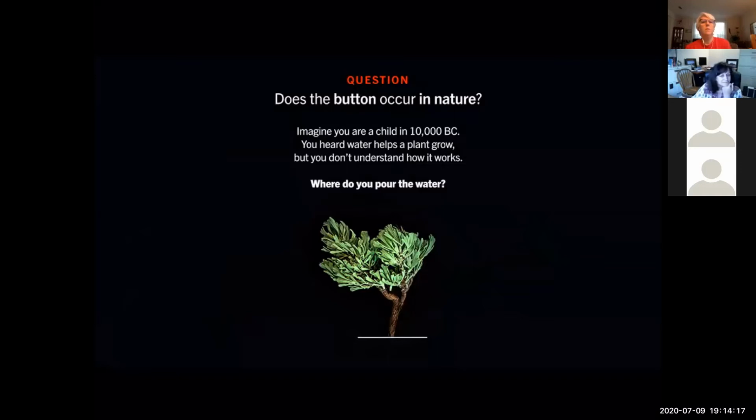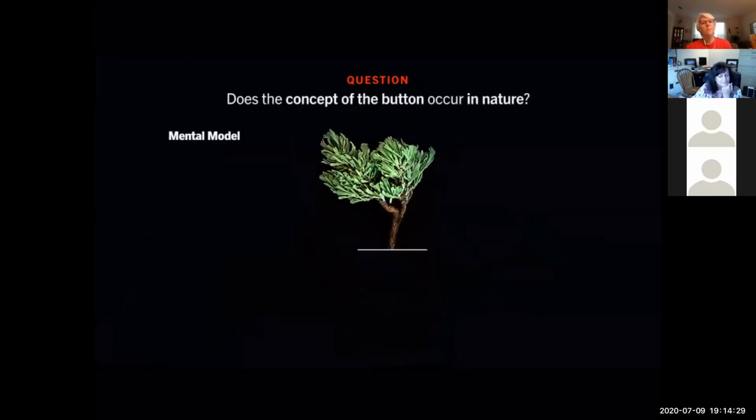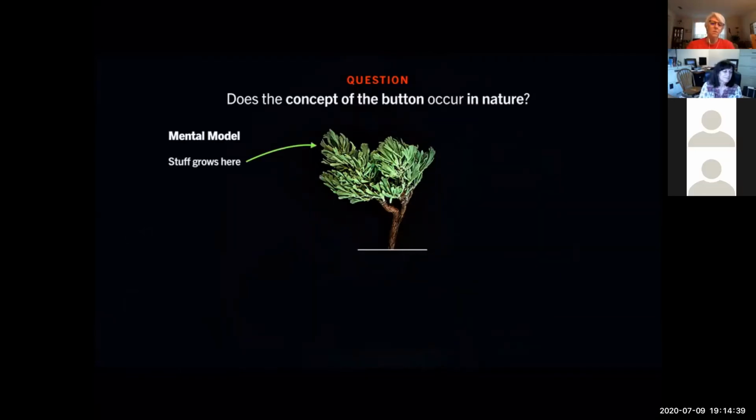Whereas a child in 10,000 BC, without a mental model of how plants grow, and again, remember, this is all that you've really seen of plants for the most part, where would you pour the water? I think what the child would end up doing is saying that the stuff grows here. Well, water should go there too. I'm pouring water on the thing that I'm interacting with. It would probably be a waste to put the water on the ground. That's not what I want to grow. I want to grow the fruit that's coming off of the leaves.